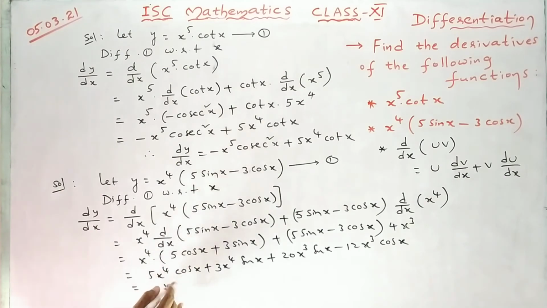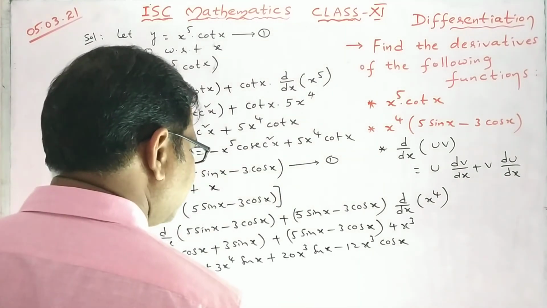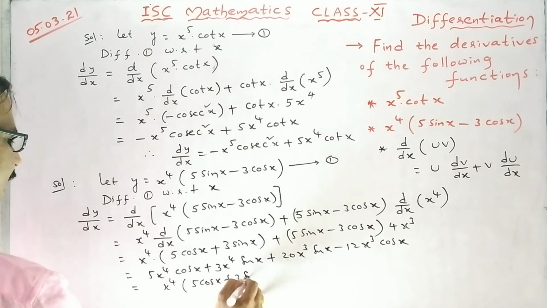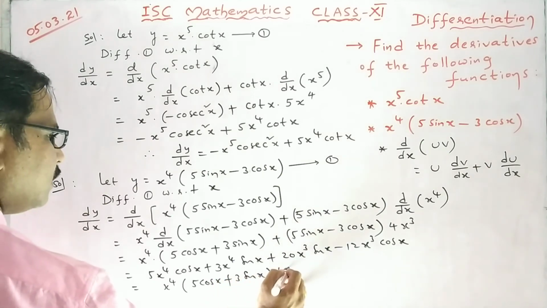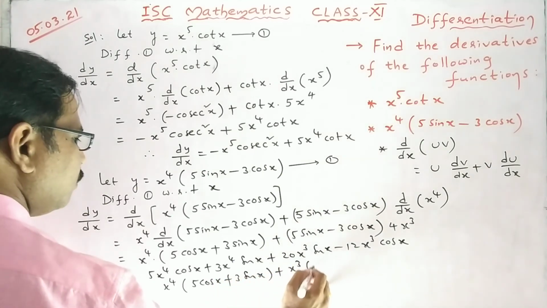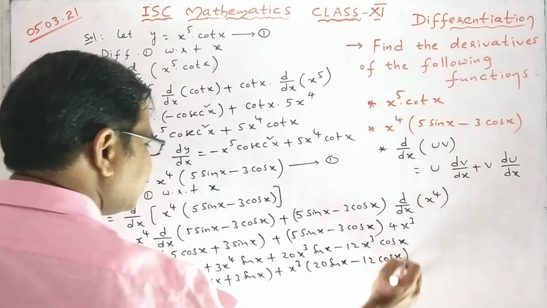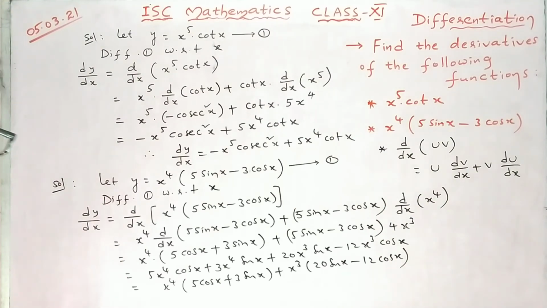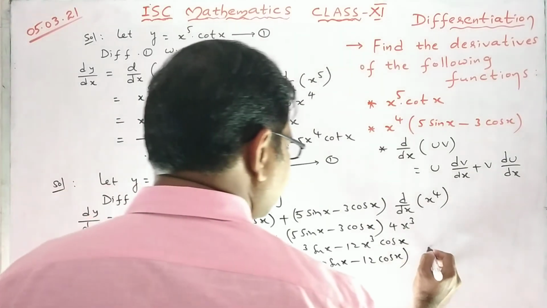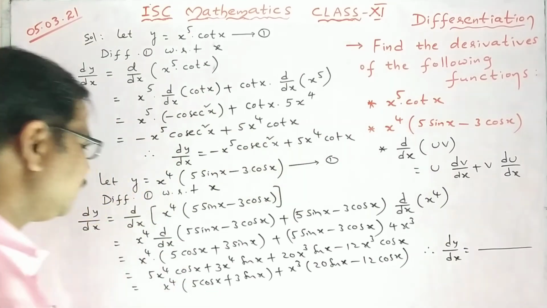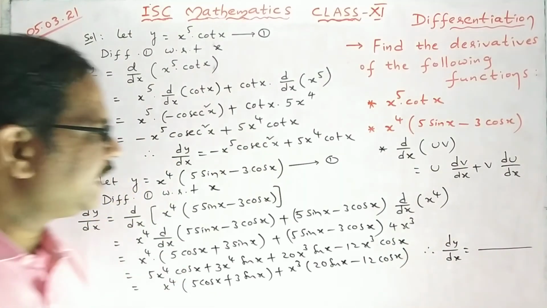X power 4, you can write final answer like this: x to the power 4 into 5 cos x plus 3 sin x plus x cube into 20 sin x minus 12 cos x. You can write like this. This is the final answer. Right? So you can write therefore dy by dx equal to this answer. Hope it is clear. Thank you.